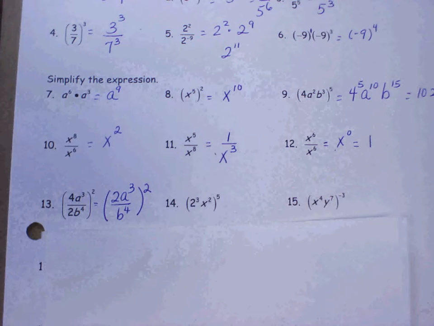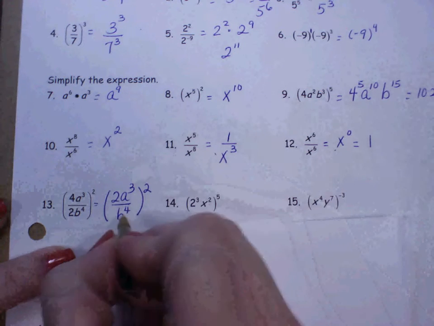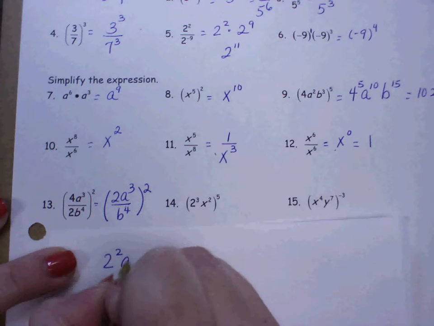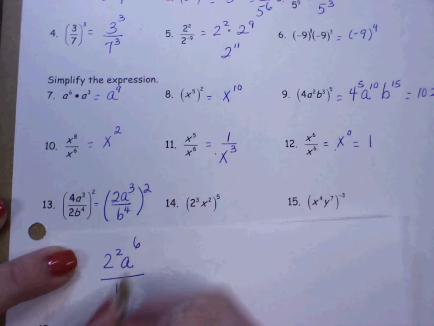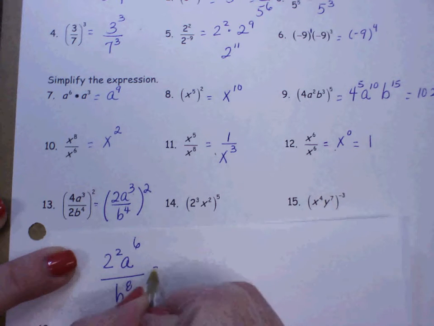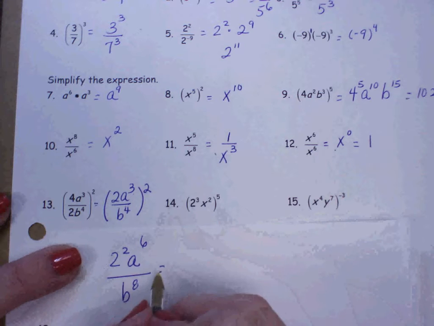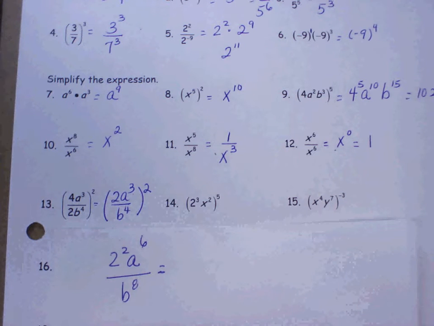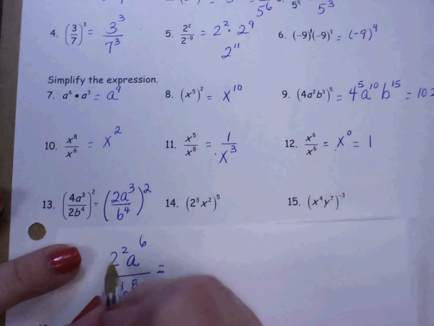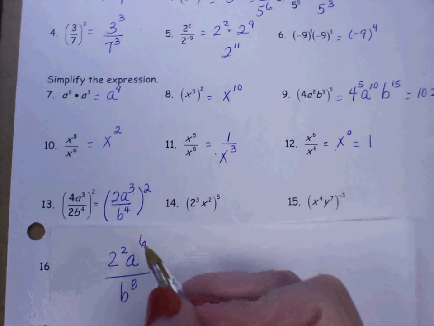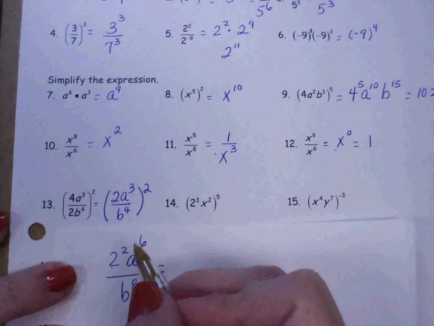So, 2 to the what? A to the what? B to the 8. You guys can understand this so much better than the other group.